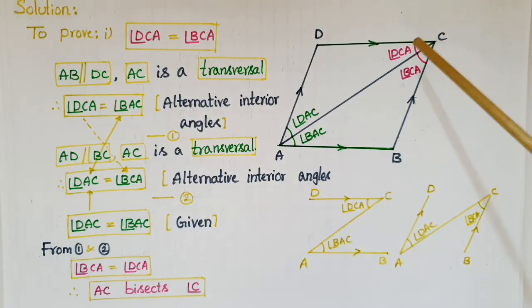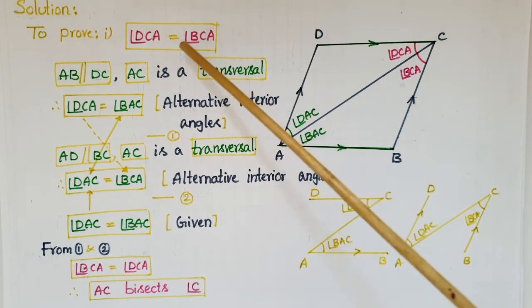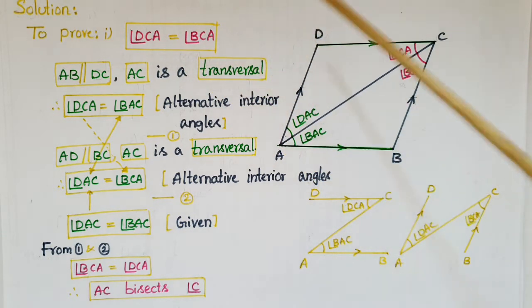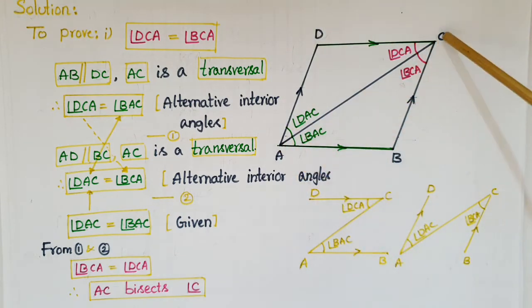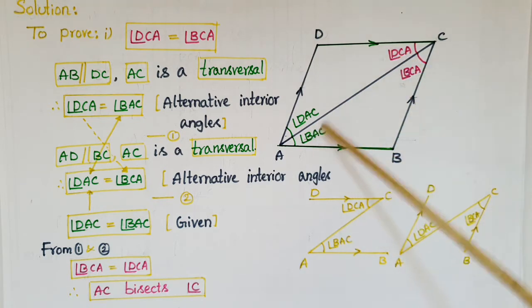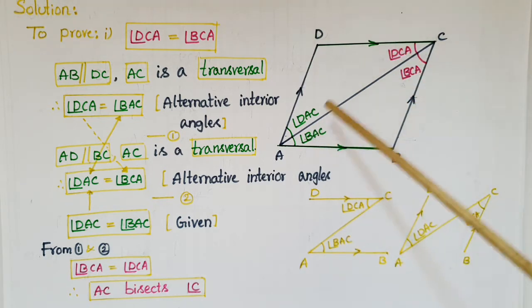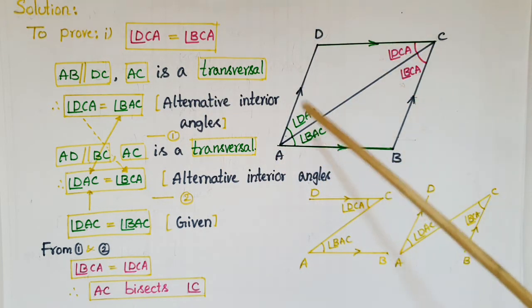First we have to prove that these two angles are equal. So angle DCA is equal to angle BCA. First observe here, AB is parallel to DC and AC is a transversal line. And if you observe, these two angles are alternate interior angles. These two angles are equal because if a transversal line intersects two parallel lines, then alternate interior angles are equal.